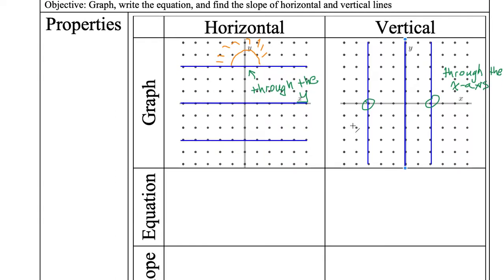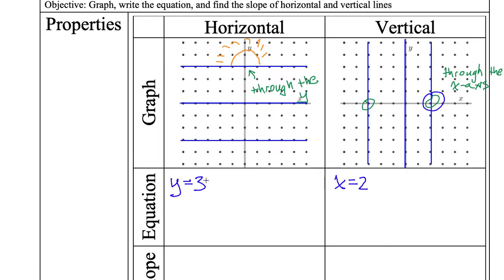All right, so let's talk about the equation. You guys can give whatever examples you want. If you drew one at 3, you can say that y is equal to 3. And take a note here. So y is equal to 3 is an example of a horizontal line, and then x is equal to 2 is an example of a vertical line. Notice that y equals 3 is because it goes through the y-axis. X equals 2 because it goes through the x-axis.